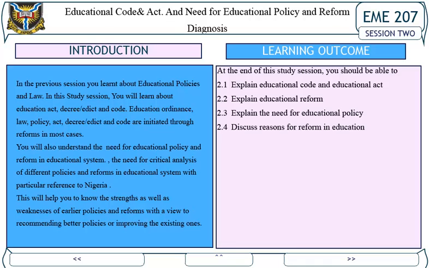This will help you to know the strengths as well as weaknesses of earlier policies and reforms, with a view to recommending better policies or improving the existing ones. Learning outcomes for Study Session 2. At the end of this study session, you should be able to explain educational code and educational act, explain educational reform, explain the need for educational policy, and discuss reasons for reform in education.